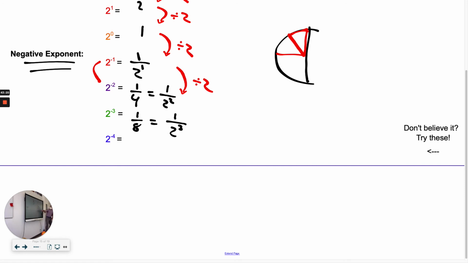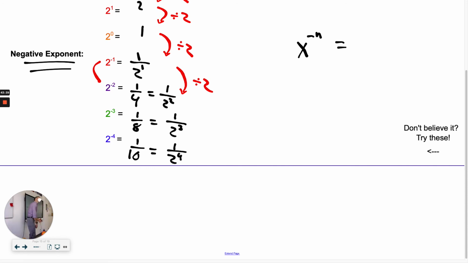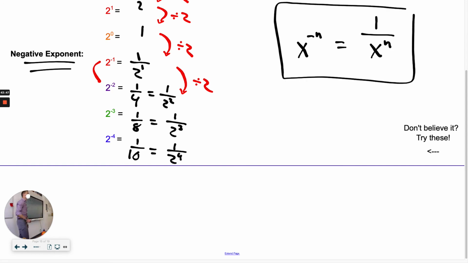What do you think 2 to the negative 4th is going to be? 1/16. Yeah, it's going to be 1/16, otherwise known as 1 over 2 to the 4. Right? This is the negative exponent law, which says x to the negative n really should be what? 1 over x to the positive n. That's our last exponent law, right?